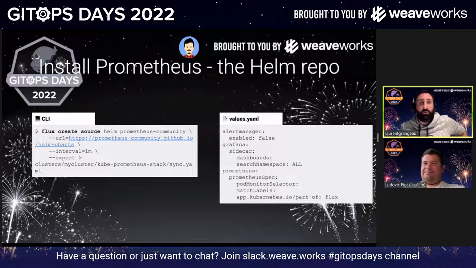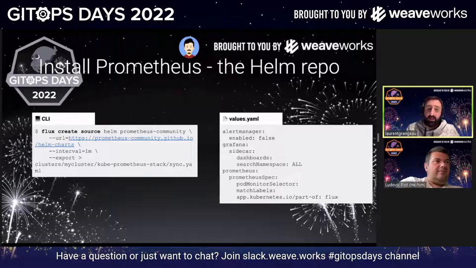If you want to, for example, install Prometheus, you can do that. Here, I create a new source based on Helm, the Prometheus community. And I also define some values.yaml file, like Alertmanager enabled, Grafana dashboards, stuff like that. And it applies the new configuration inside the cluster.